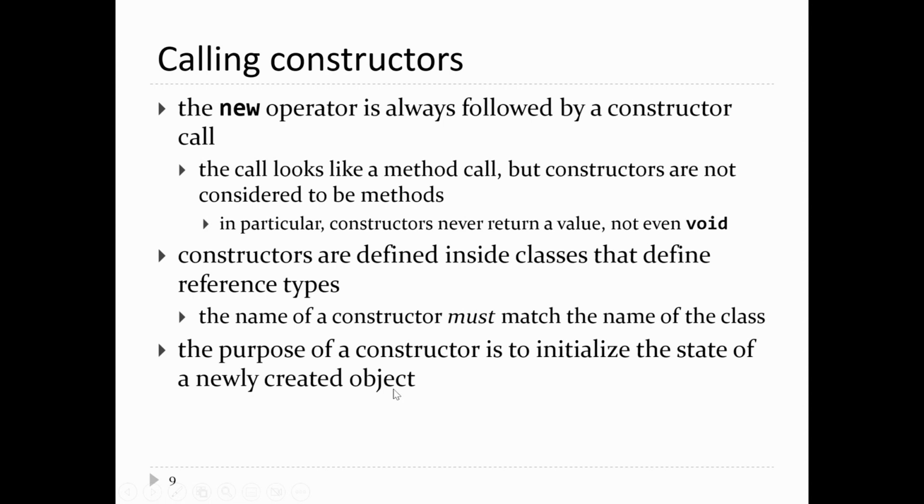Why do we use constructors, or what should constructors always do? Constructors are supposed to initialize the state of a newly created object. So in other words, when you make a Point2 object, the constructor should set the coordinates of the point to some reasonable values. You shouldn't just get back a random point.